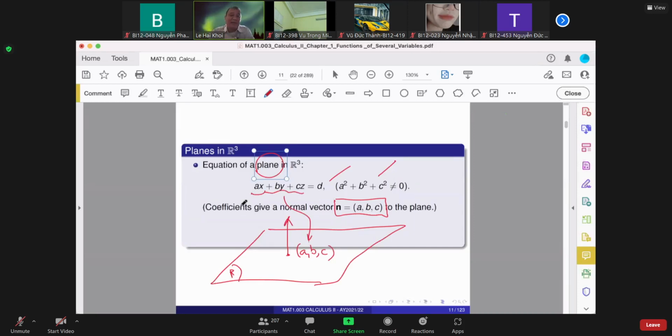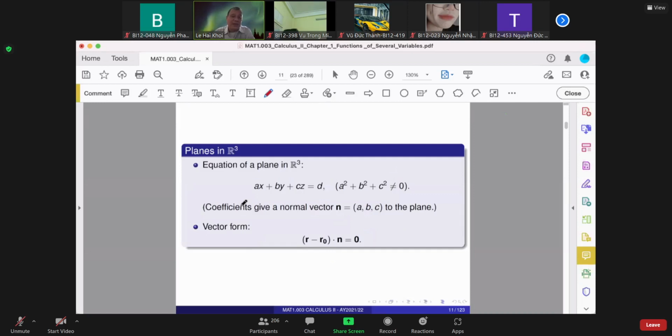Pay attention. And from that, if you use the vector form, you can have r minus some fixed r0 lying on the plane, and the normal vector. Then because they are perpendicular, the scalar product of these 2 vectors in R3 is 0. So that's the vector form of a plane.